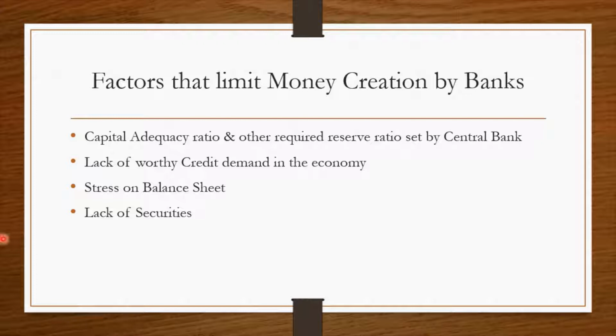Or it could be even something called lack of securities. So as we discussed, banks need securities to, for example, take reserve money from the central banks. Banks may be lacking those worthy securities. Or even the banks many times take loans from other commercial banks or institutions. But again, to take those loans, banks provide securities. The banks may be lacking those securities, thus limiting the ability of the bank to create money.